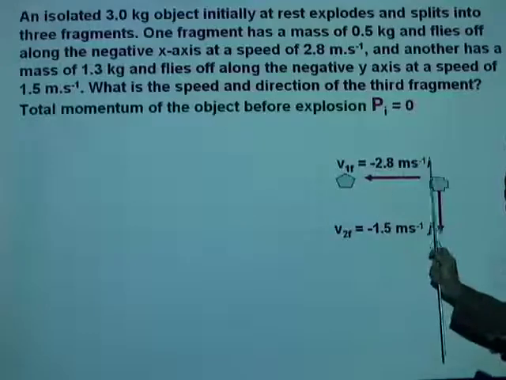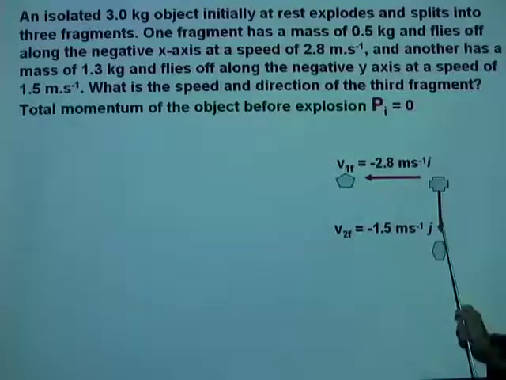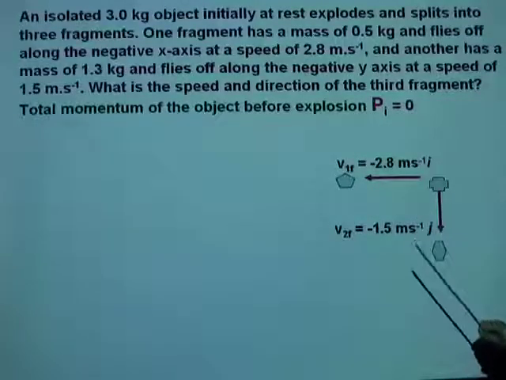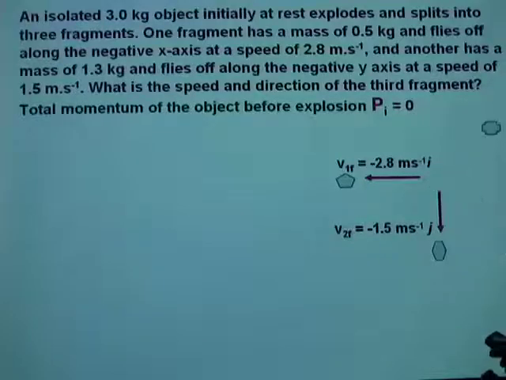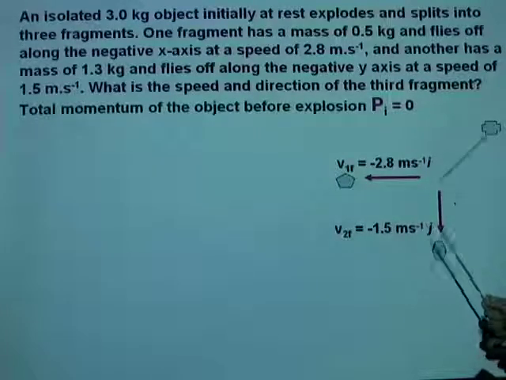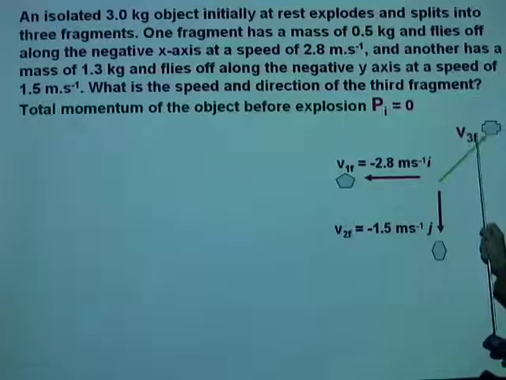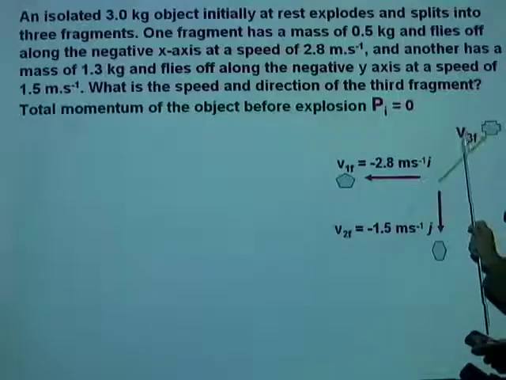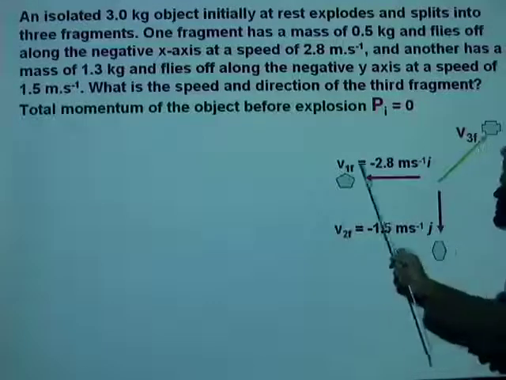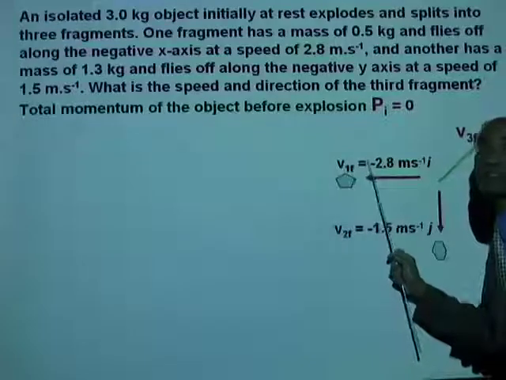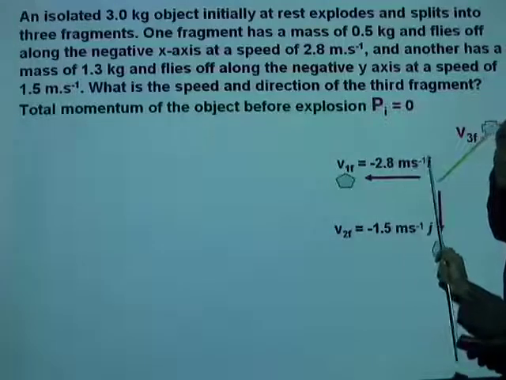Now watch how we represent the x and y directions. It's very important to do that. And now what happens to the third piece? The third piece must go somewhere in that direction so that the total momentum remains 0. We need to find the final velocity of the third piece, and I call it v3f. So v1f is negative 2.8 meters per second i.